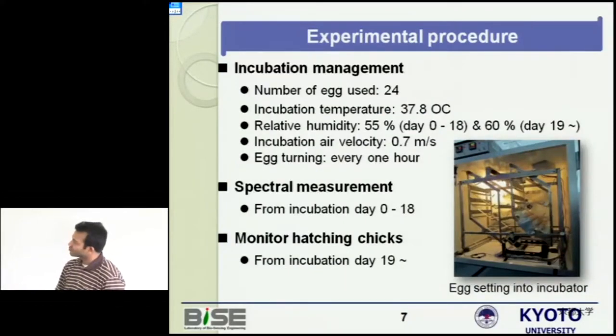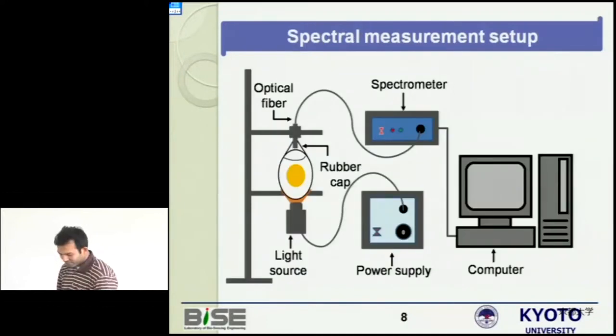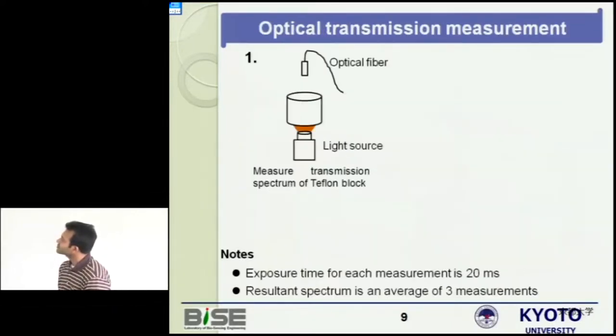This is the detailed procedure, and our experiment contains three different parts. At first, incubation to facilitate the development of the embryo, then spectral measurement, and finally, from incubation day 19, we monitor and record the hatching time. And this is the spectral measurement setup. We used this setup at a company, and this is the optical transmission measurement procedure.